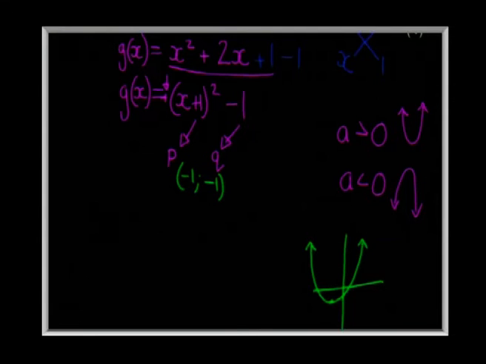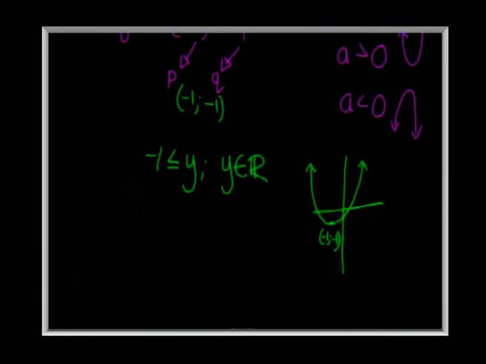Which means our range is going to go from negative 1 up. So from negative 1 all the way up to infinity. Remember, you need to write that y is an element of any real number. Occasionally we need to state the obvious, and this would be one of the cases.